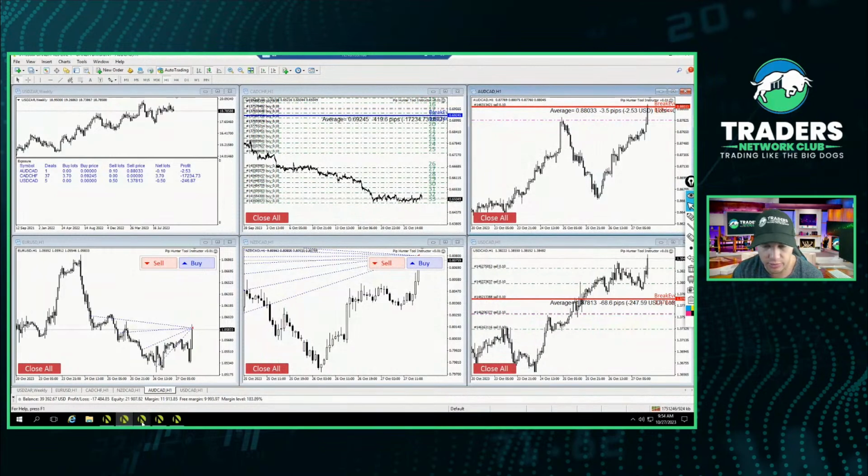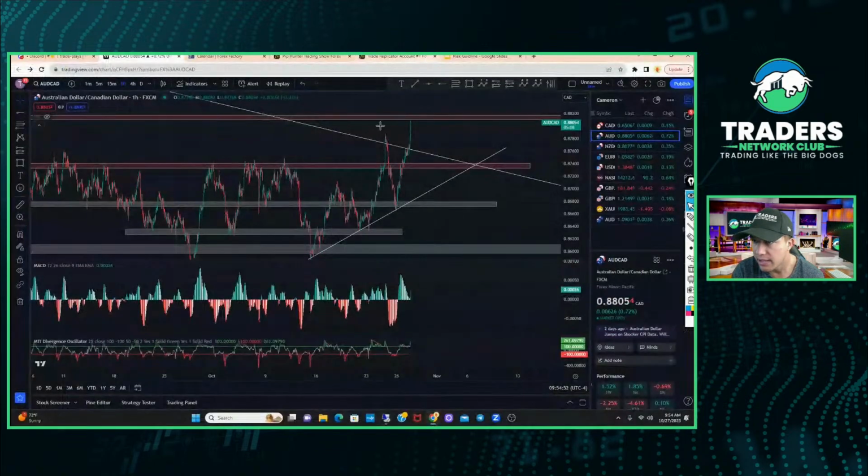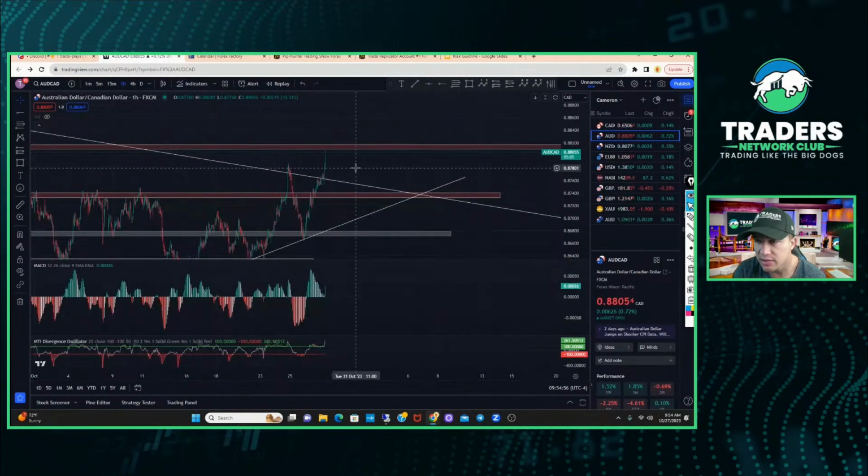So once we reach our 20 pip net, the tool will go ahead and close us out just like that. That's why this tool is very useful and helpful, as it'll do the work for you. You just set the parameters and it does the work for you. So that's the Aussie CAD.